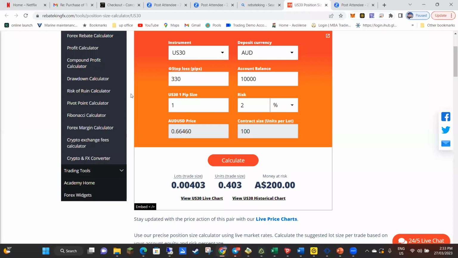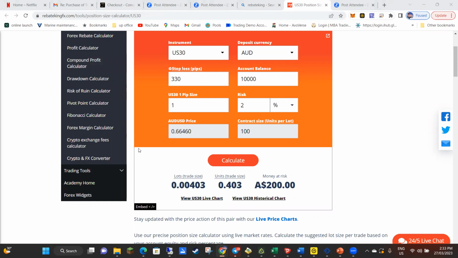This is that pip calculator, that's up the top there. That is the link to it. I'll put the link to this calculator in the description of the video as well, though, of course.